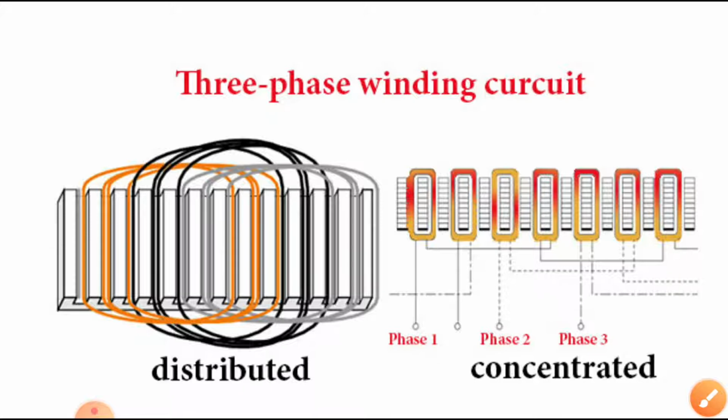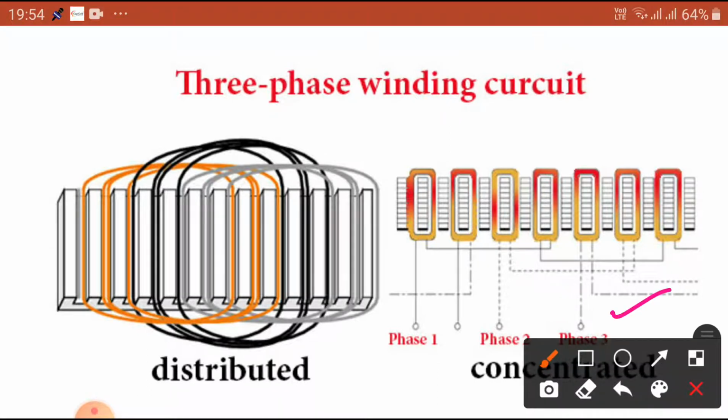So, one is the concentrated winding, this winding. This type of winding is used in our 3-phase transformers, where it transforms the energy from the primary circuit to the secondary circuit. Okay, so this is a concentrated winding, phase 1, phase 2, phase 3, you can see here.